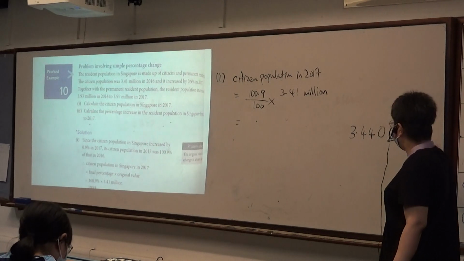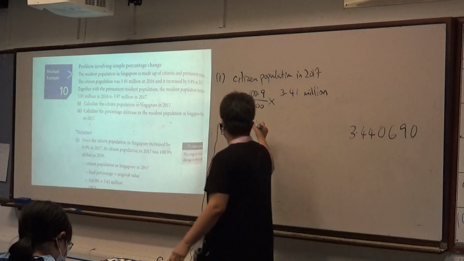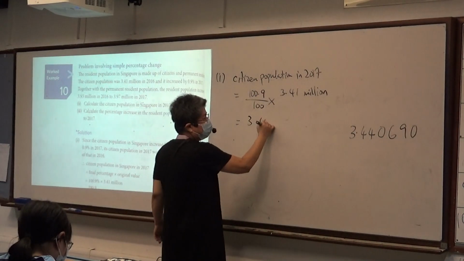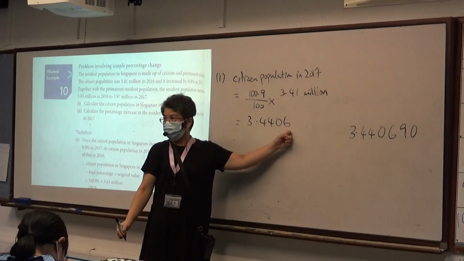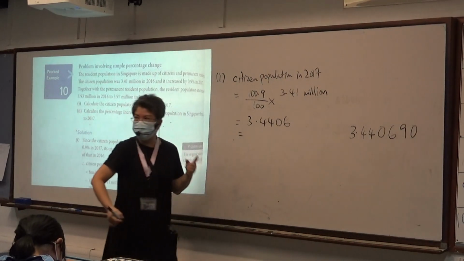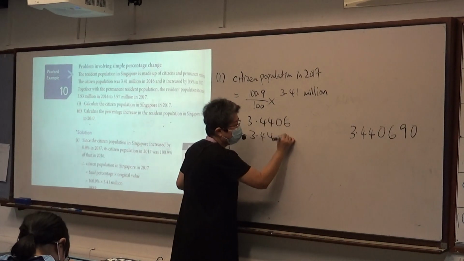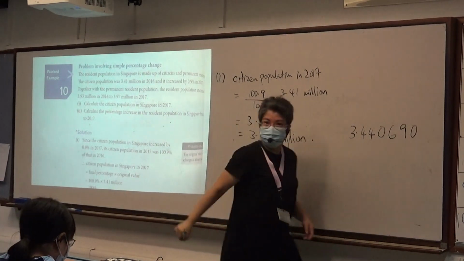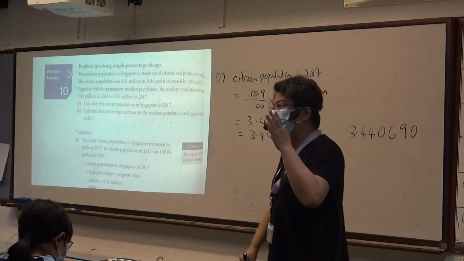Is that all? Okay. Now I told you right, working must be 5 truncate, right? So 3.4406, 1, 2, 3, 4, 5. Can you see? So the final answer must be to 3 significant figures. So it will be 3.44 million. Are we okay? All working must be 5 truncate.